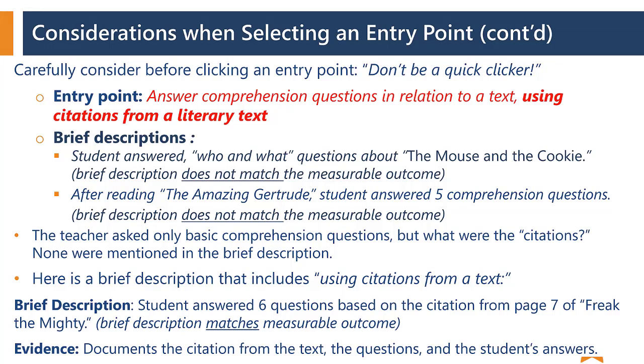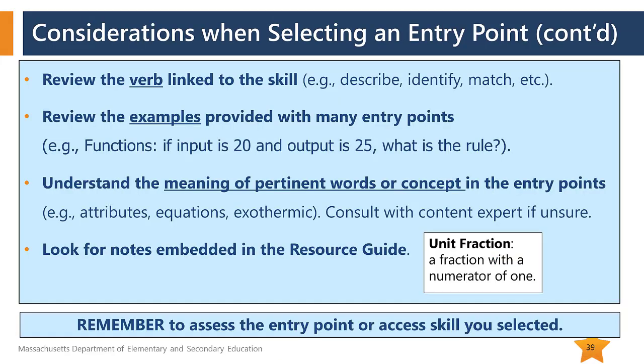Because if you choose citations from a literary text, we are going to look for those citations on every data point and in all the evidence. Hope that's clear. Here are some more considerations. I feel like I want to make this a poster for everybody. Review the verb that's linked to the skill. And we'll talk about the verbs a little bit more, but every entry point has a verb. So think about your student and how they're able to do the skill.